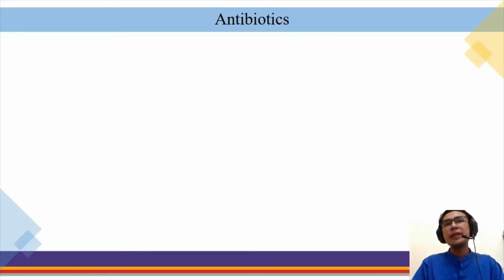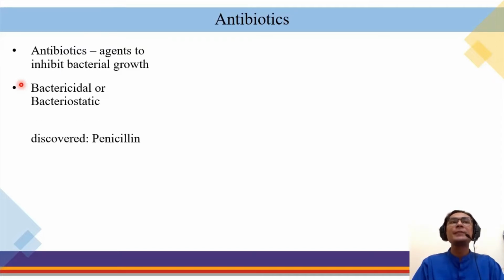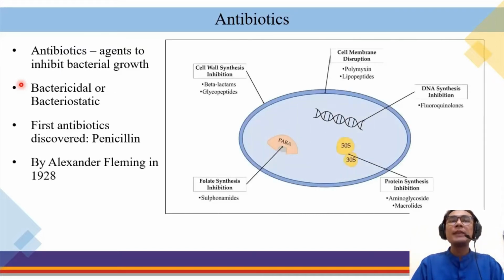So a little bit about antibiotics. An antibiotic is an agent to inhibit bacterial growth, which can be bactericidal, totally killing the bacteria, or bacteriostatic, which means it puts the bacterial growth on pause or static. And a little bit of history: antibiotics were found accidentally by Alexander Fleming in 1928, and the first antibiotic discovered is penicillin, which is a type of beta-lactam antibiotic.